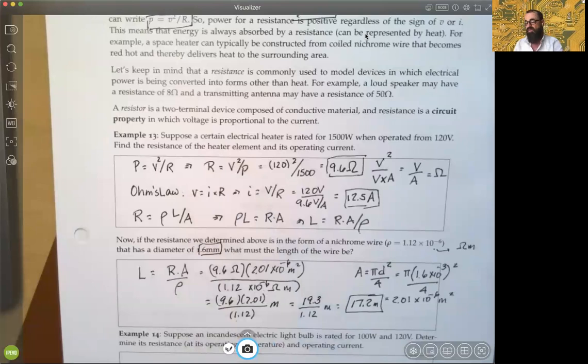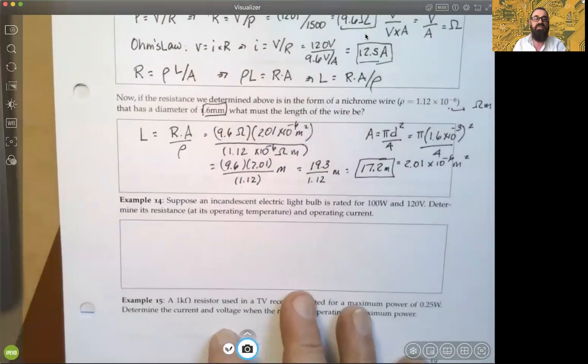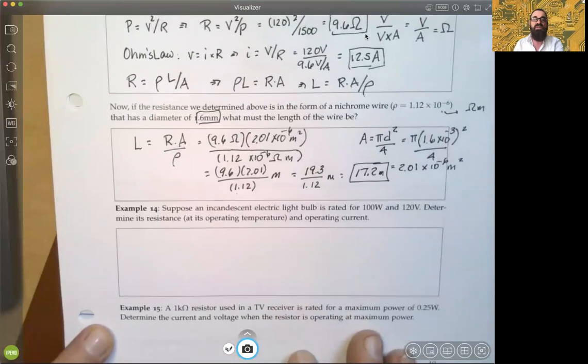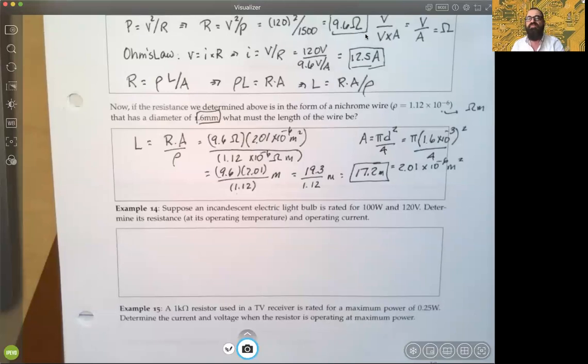The last example before we move into chapter 2 suggests that we look at an incandescent electric light bulb with a little bit lower power rating. This time it's about 100 watts, which is reasonable. Maybe a little bit brighter than you typically would put in a lamp, but depends on your needs, I suppose. But 100 watts, and again, we are using voltage of 120. And the goal is to determine the resistance at its operating temperature and operating current, okay?